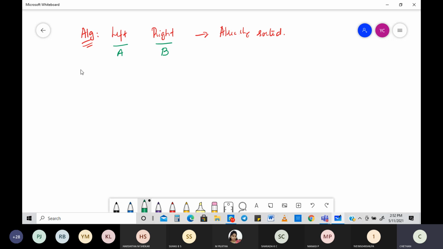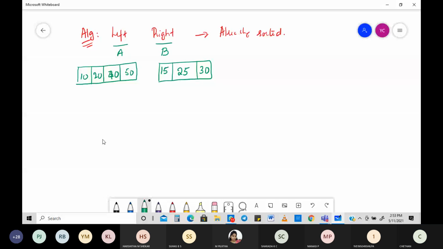I'm going to take this example. I already told you very clearly that the left part and the right part are already sorted. So I'm going to take things like this. They are not equal, be careful, but they are already sorted. Let's say 40, then this is 50. Then again, I'll take 15, 25, and probably 30. Understand this. What is one important thing you can make out? They are already sorted. You don't have to worry much.